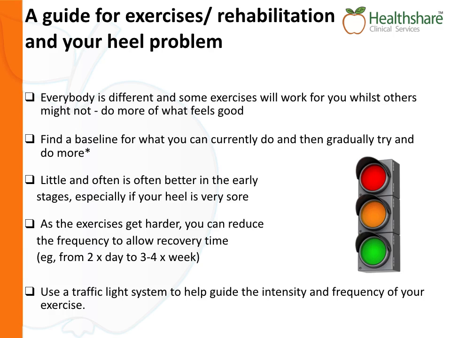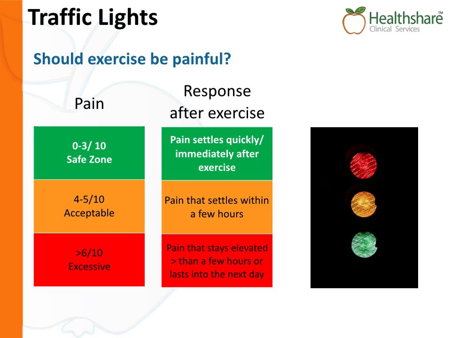As you are able to do harder exercises, it might be that you reduce the amount of frequency with which you do them. So for example, you might start doing them 3 to 4 times a week, reducing to 2 times per week as they get harder. You can use the traffic light system to help guide the intensity and frequency of your exercise. This system helps you reflect on the intensity of your pain and your response to activity to see whether you have exercised at the correct level.